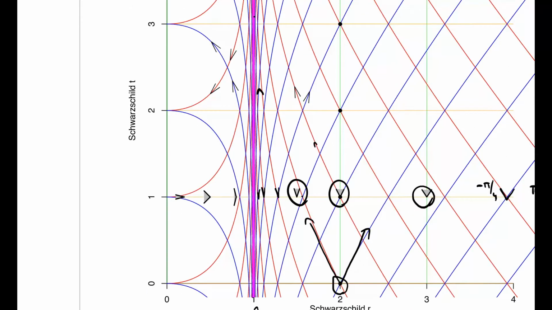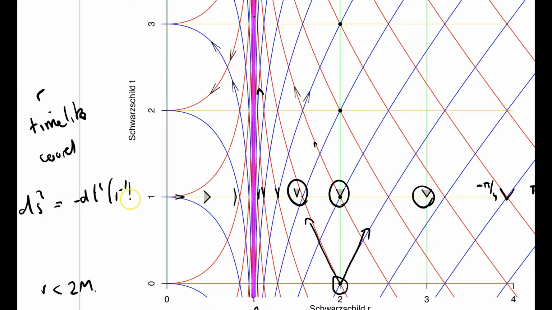What else have we got on this diagram? We've also got the region r is less than 1. I guess r is less than 2m if you want to use those coordinates. And we can see that we've got very qualitatively different behaviour. Now, you'll remember that I said that the radius was the time-like coordinate, because the metric was ds squared equals minus dt squared times (1 minus 1 over r) plus dr squared over (1 minus 1 over r). And so if r was less than or equal to 1, this term here was your time-like coordinate. The radius was your time-like coordinate.